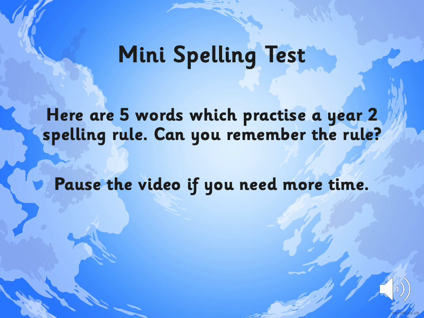We're going to begin with a mini spelling test which practices a spelling rule that we looked at in year 2. Pause the video between the words if you need more time to write. Number 1, flies. The plane flies into the airport. Flies. Number 2, tries. The girl tries to learn her times tables every day. Tries. Number 3, replies. He replies to his teacher's class dojo message.